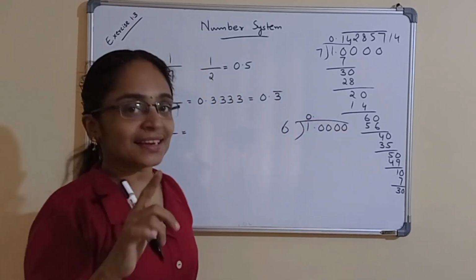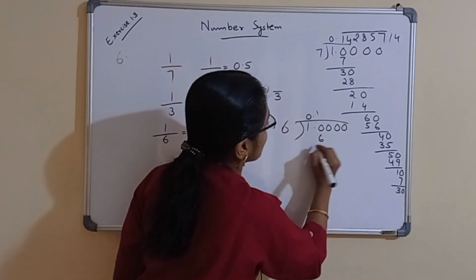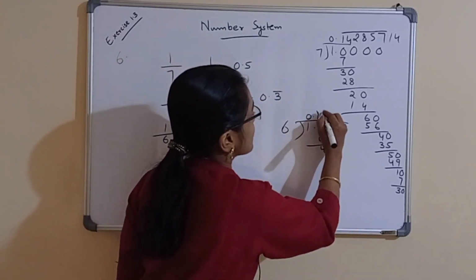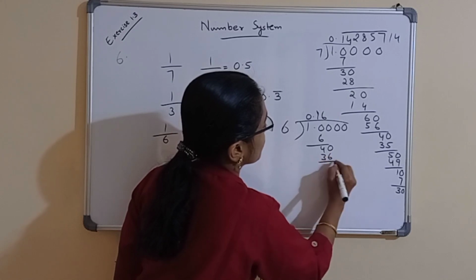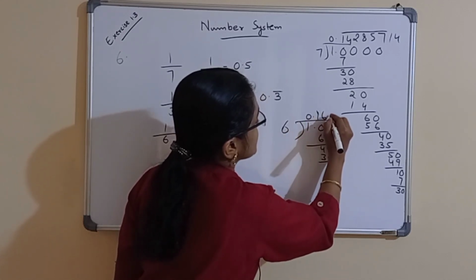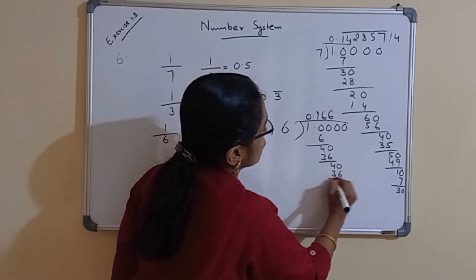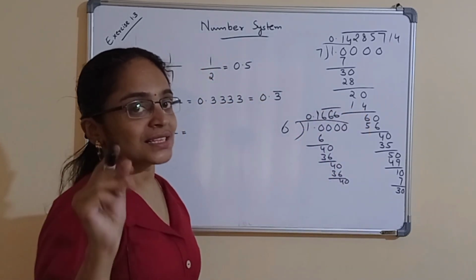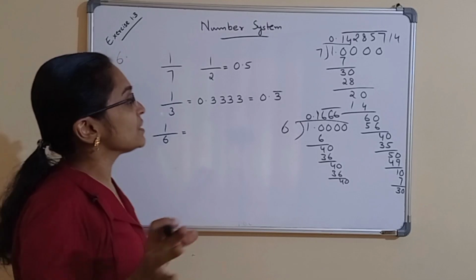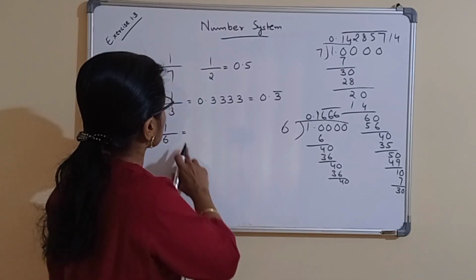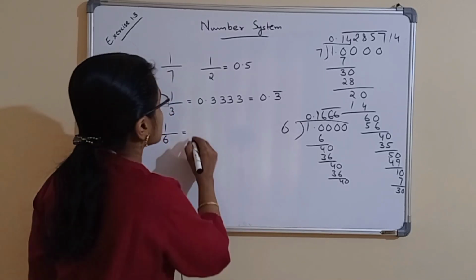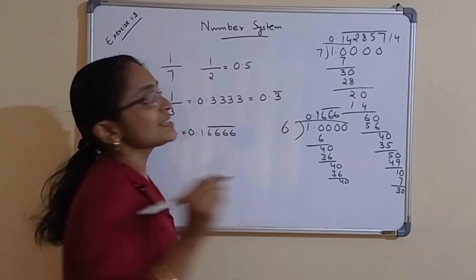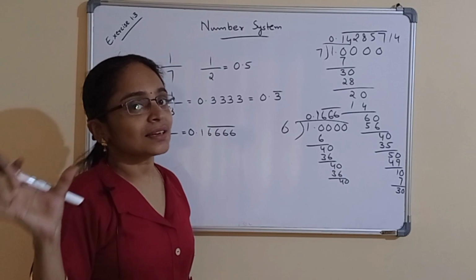0 point. Then in 10, 6 will go 1 time. 4 remainder. Now 40 by 6. 6 sixes are 36. So 4 remainder. Then 6 sixes are 36. 4 remainder. So this will repeat. 0.1666 etc. will repeat. So what type of decimal expansion is it? It is non-terminating repeating decimal.